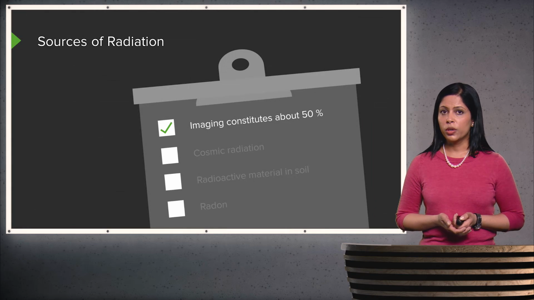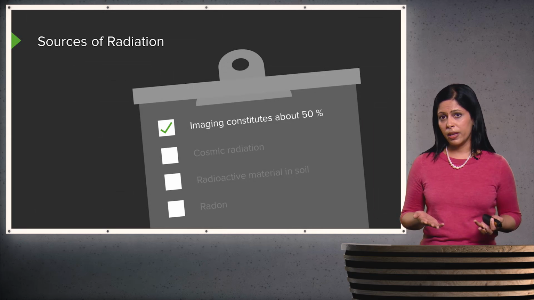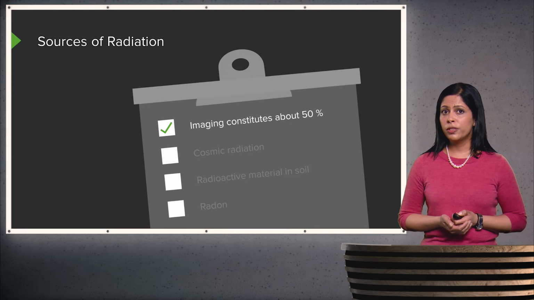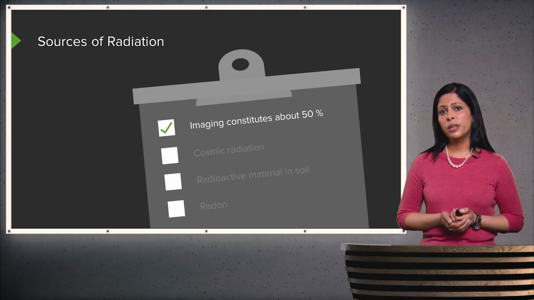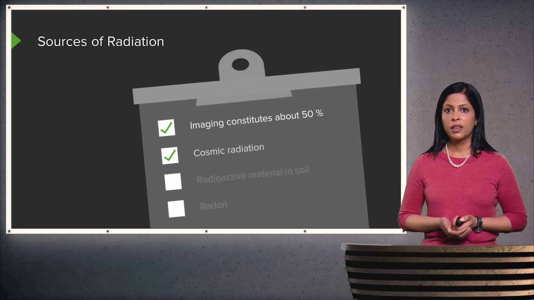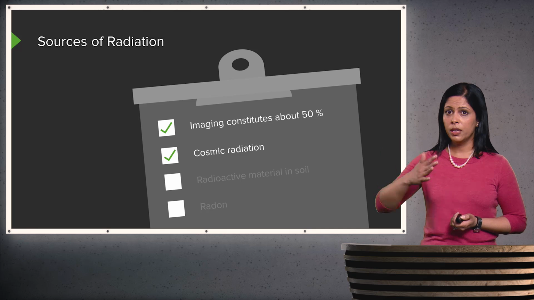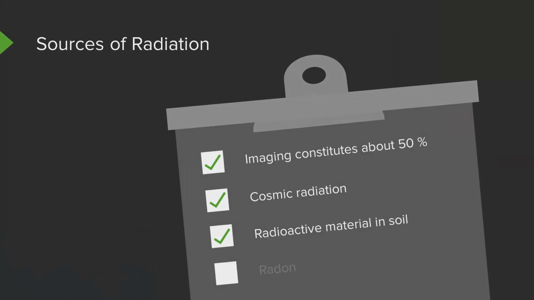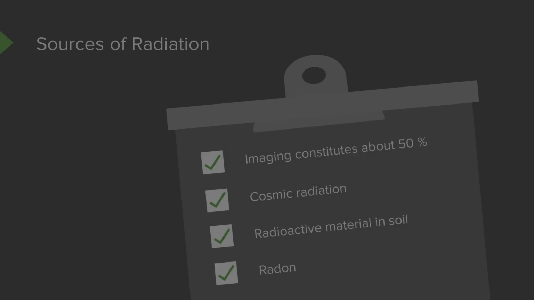There are multiple different sources of radiation. Imaging is just one of them. Imaging constitutes about 50% of radiation these days, somewhat worldwide, but usually in countries that use CT scans more often. Other types of radiation include cosmic radiation, which comes from outer space. Radiation can also come from radioactive material found within the soil, and radon is also an important source of radiation.